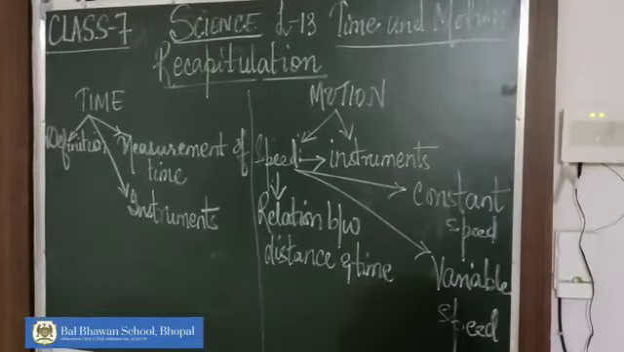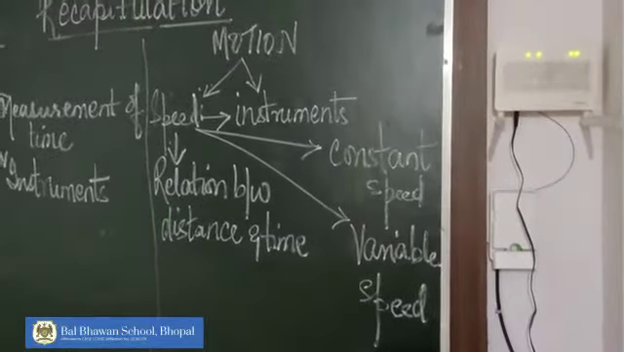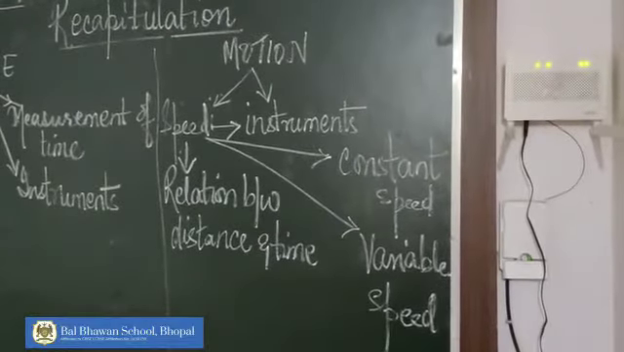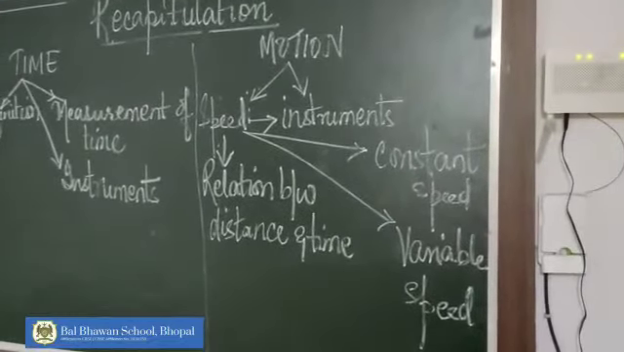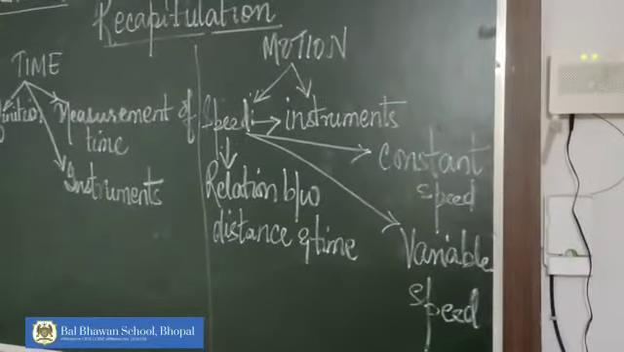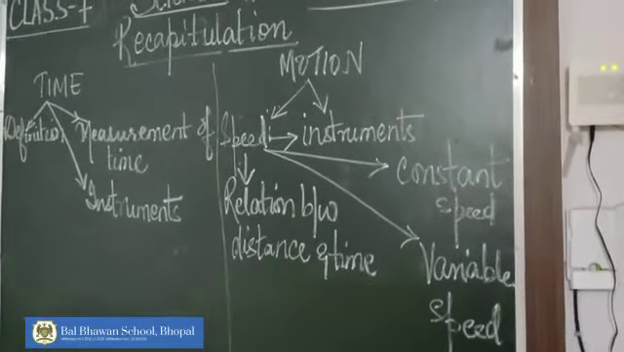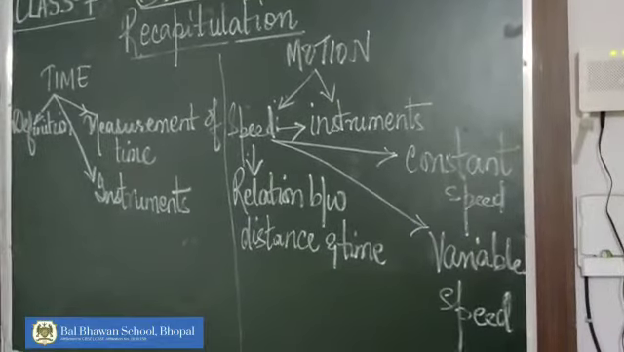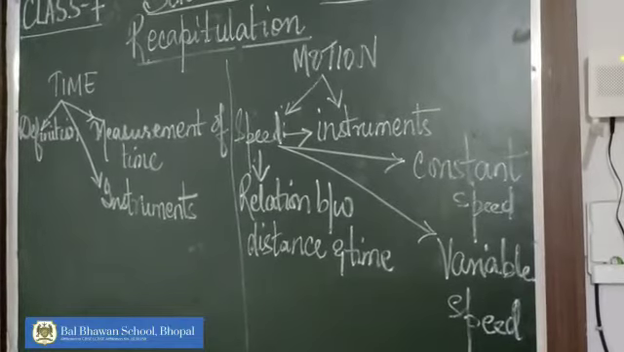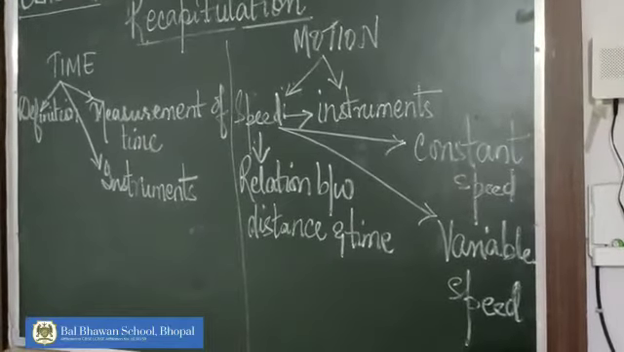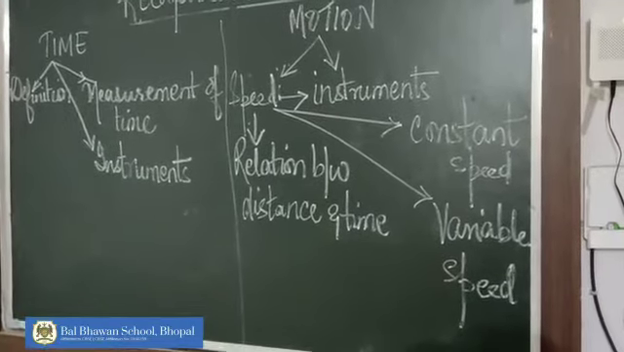Also children, we have learned that when a body is moving, it keeps changing its speed, isn't it? It cannot remain constant. When we talk about constant speed, actually we are talking about uniform motion, right? That a body is covering equal distances in equal intervals of time when moving on a straight path. Or I say that the car is moving at a constant speed.